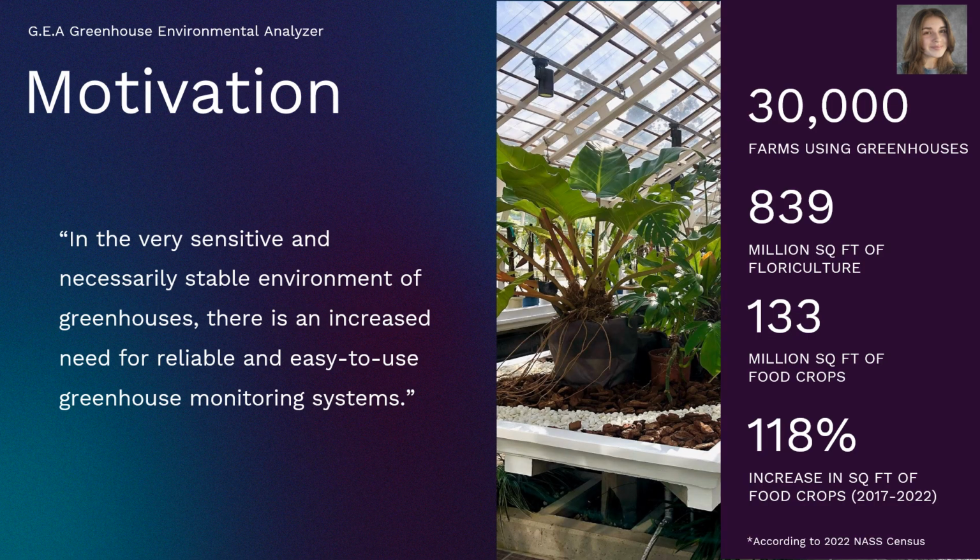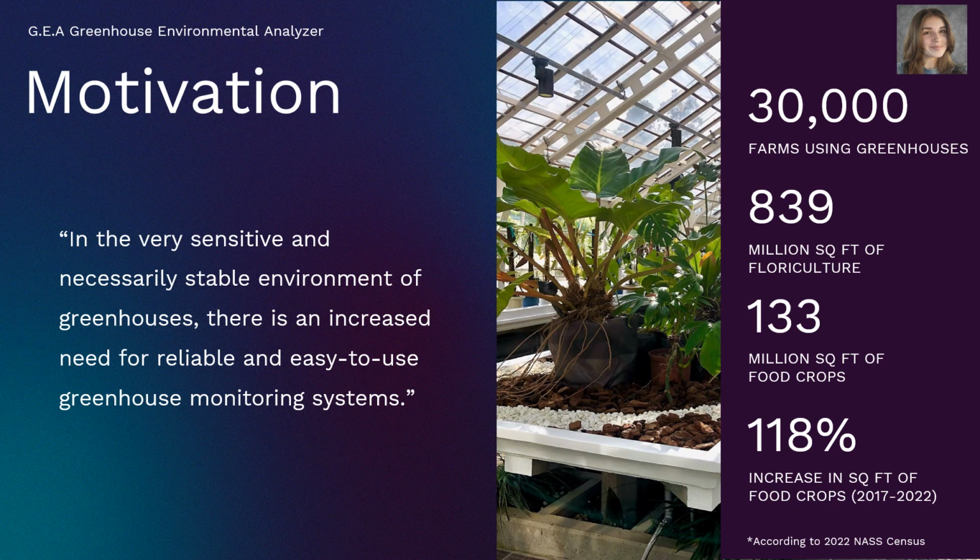Hi everybody, my name is Maya and I'm going to talk a little bit about the motivation and background of our project. So if you look on the right of the screen, there are some statistics from the National Agriculture Statistics Service from a 2022 census. As of 2022, there were 30,000 farms in the US using greenhouses, and within those greenhouses, 839 million square feet were used for floriculture and 133 million square feet was used for food crops. This is an 118% increase in square feet of food crops from 2017 to 2022.